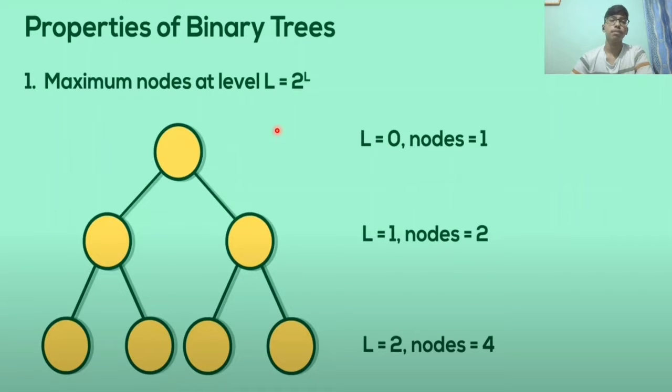Now let's see the properties of a binary tree. Let us consider this binary tree. This is 0 level, first level, second level. Maximum nodes at level L equals 2 power L.